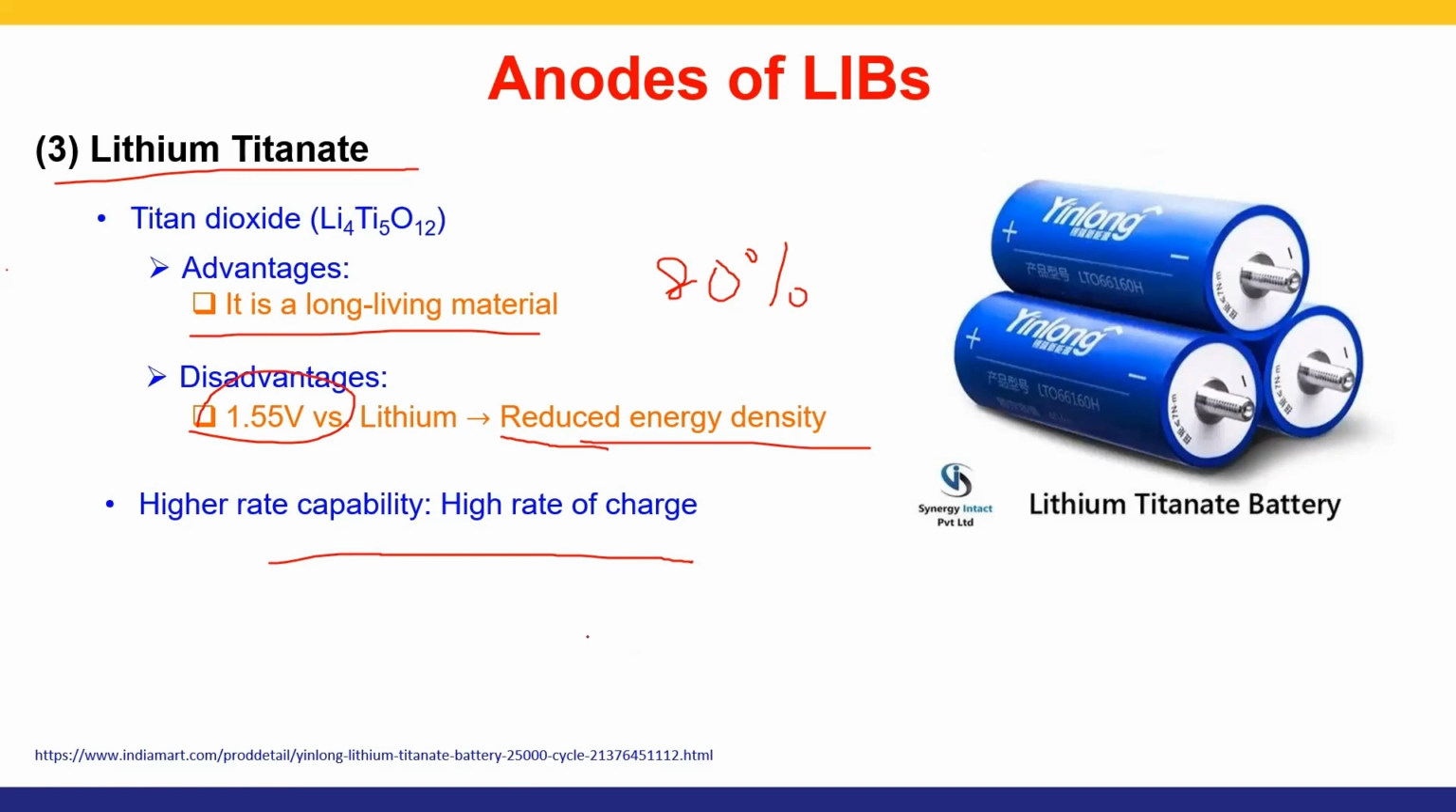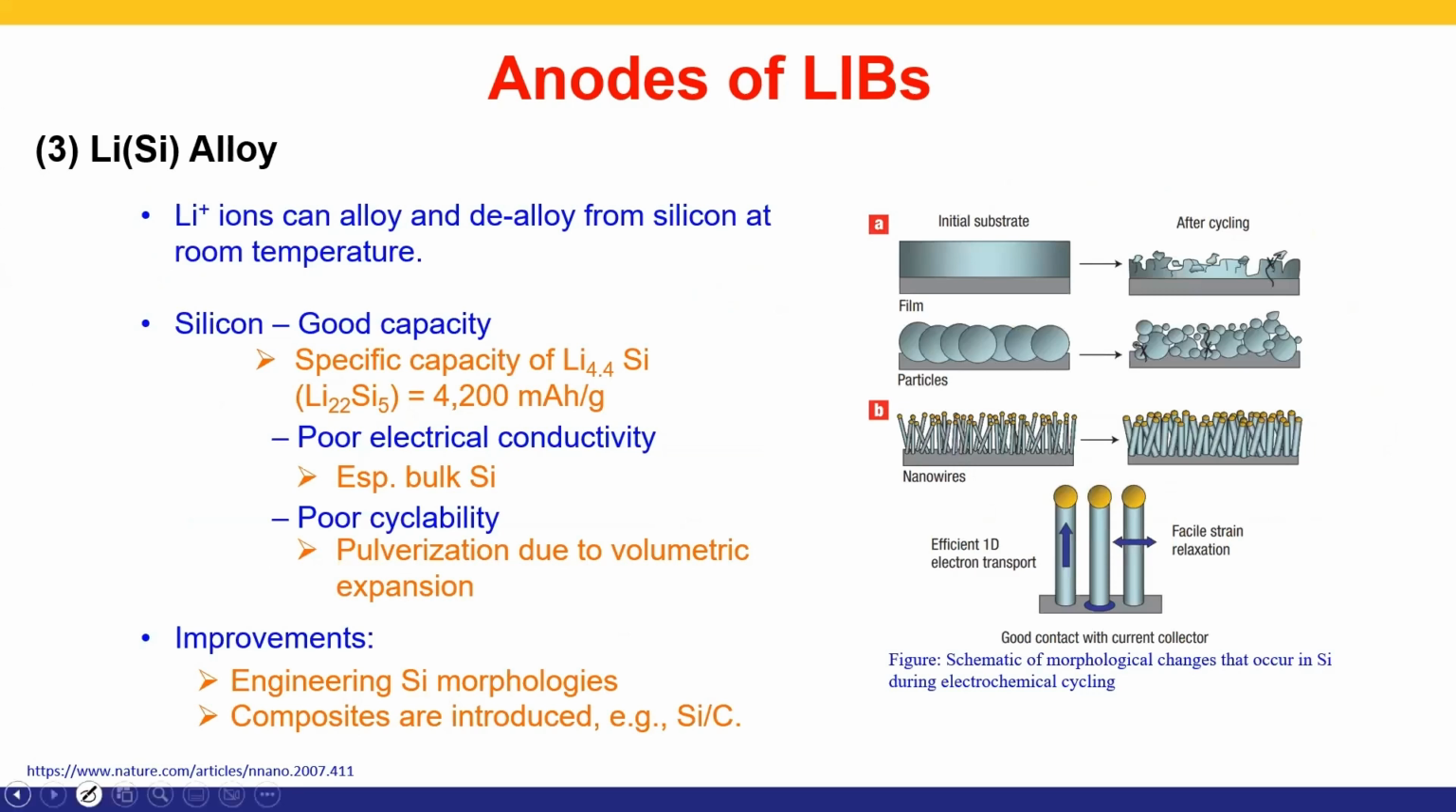To form the dendrite, lithium ion has to be reduced in the first place. When the lithium ion is reduced, it will be plated out as lithium metal. Since lithium titanate has a higher reduction potential, the reduction of lithium ion is hindered, and hence the dendrite formation is hindered as well. And then we move to pure silicon or lithium silicon alloy.